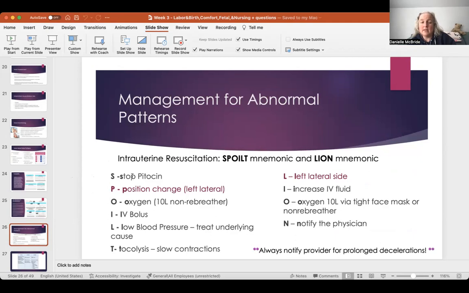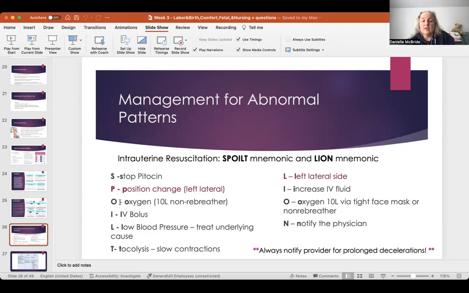So stopping Pitocin, remember if the uterus is contracting hard and fast, that affects our perfusion to our baby. That can cause decelerations. And so if she has Pitocin running, then that is going to be increasing her contractions. So maybe I need to stop it and turn it off. Position change. This is our number one go-to. All right, if I'm having variable decelerations and I change her position, that can relieve the pressure on the cord. If I'm having late decelerations and I change her position, that can increase perfusion to the placenta. So position change is the first thing to do.